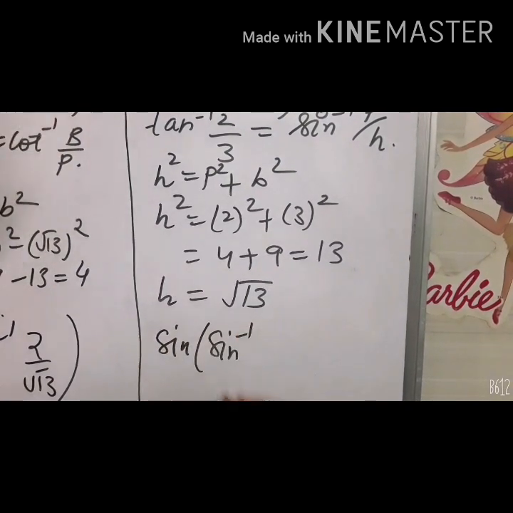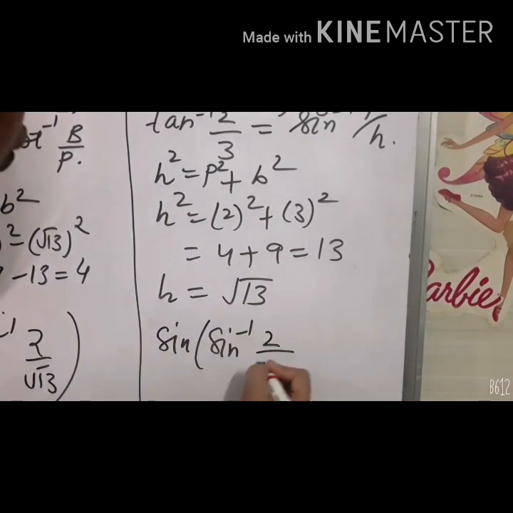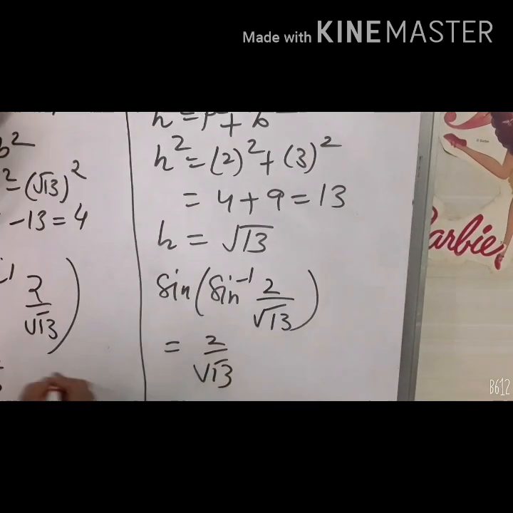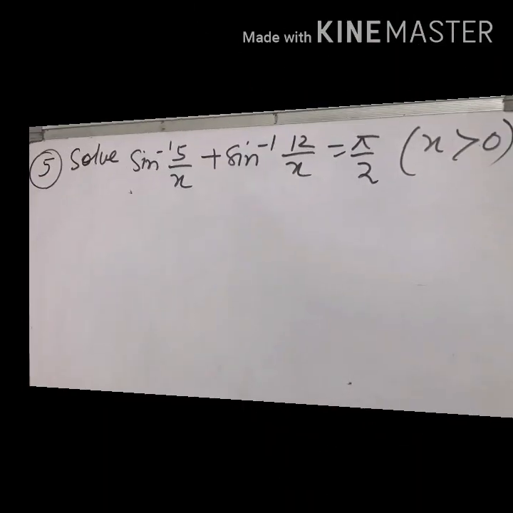Now in place of tan, I will put sine inverse. So sine inverse is what? It becomes P by H. What is P? It's 2. H is root 13. 2 by root 13. LHS and RHS are equal. Hence proved.